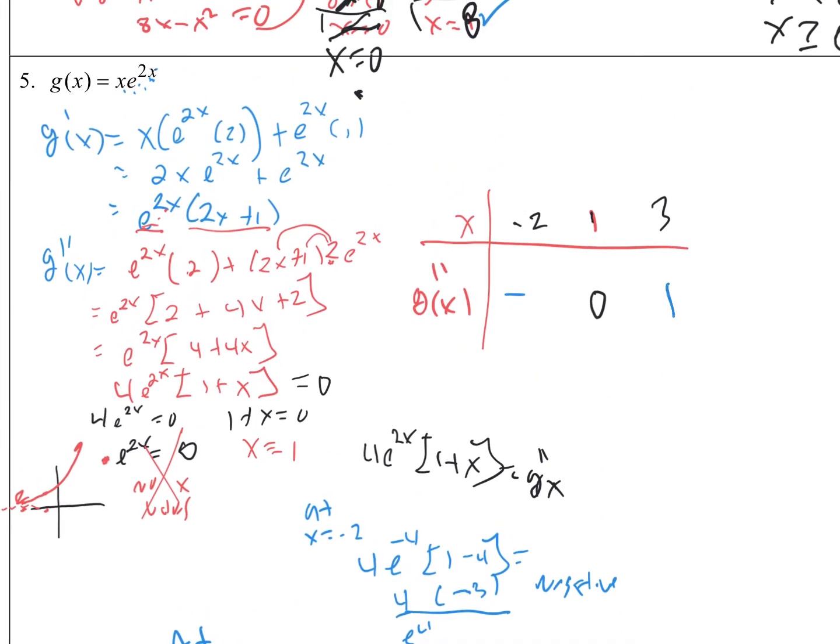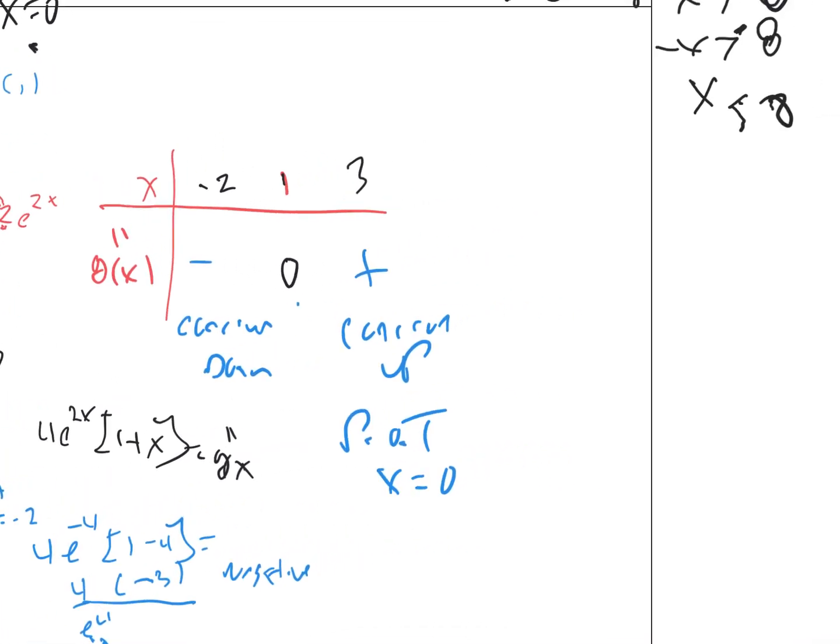So I go positive. What does this mean? Three things, guys. Concave down, concave up, and a point of inflection at 1.